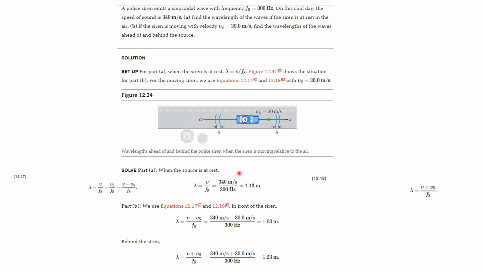and we were supposed to find the differences between the wavelengths, we have from equation 12.17, we have this. And from 12.18, we have this. So we use those two. In front of the siren, we're using this one. We get the wavelength as this. And behind the siren, it is a longer wavelength. It is this. So we use this one here. We use this one here. Make sure you understand these examples.